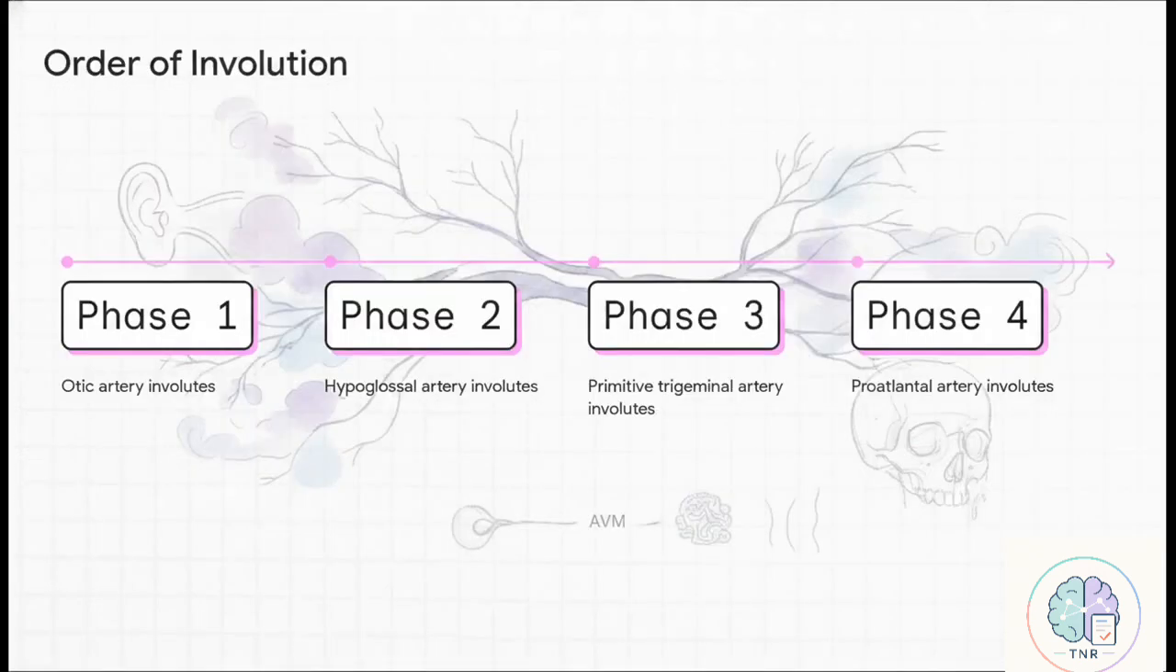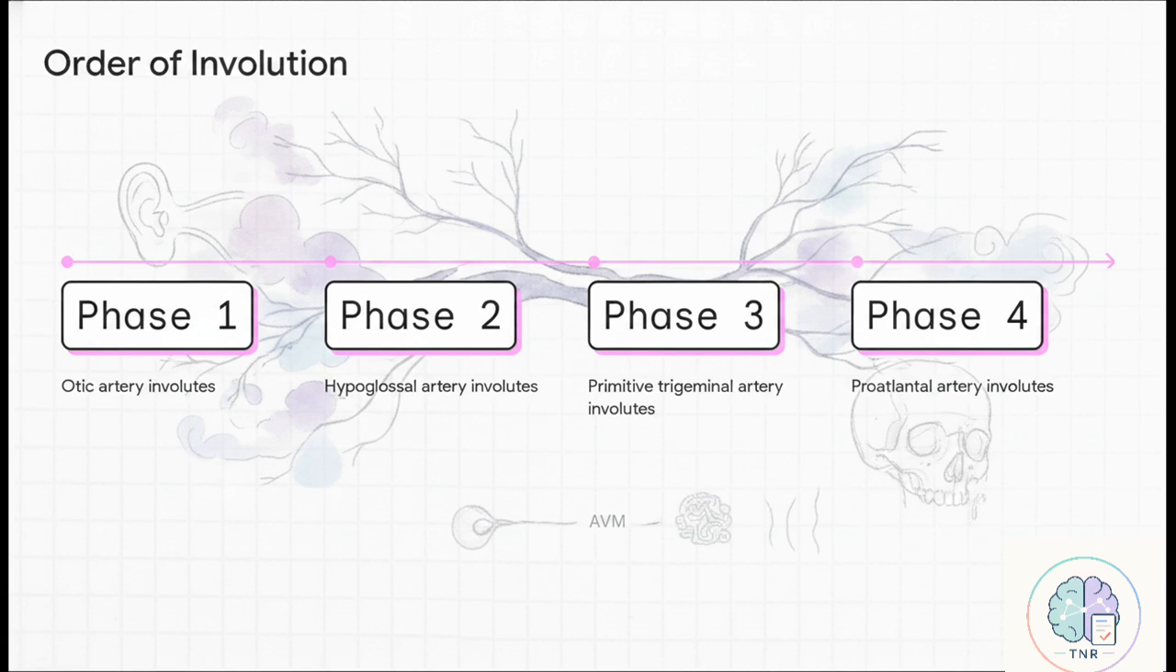Having mastered the standard, everyday adult anatomy, we're now going to explore what happens when fetal development doesn't quite follow the usual rulebook. You see, in utero, we have all these temporary connections between the anterior and posterior circulations. Normally, these fetal vessels involute. They basically just do a disappearing act in an exact chronological sequence. First goes the otic, then the hypoglossal, then the primitive trigeminal, and finally the proatlantal.